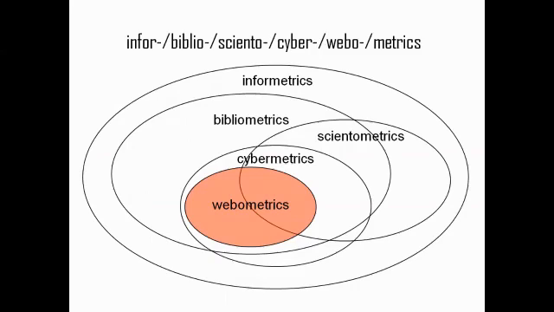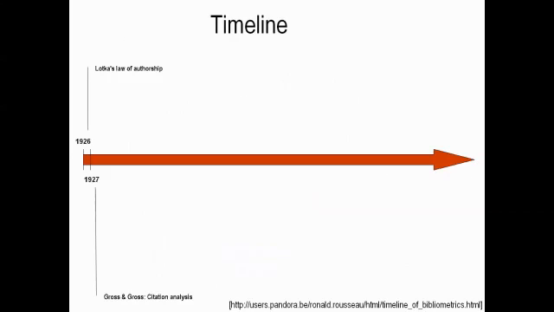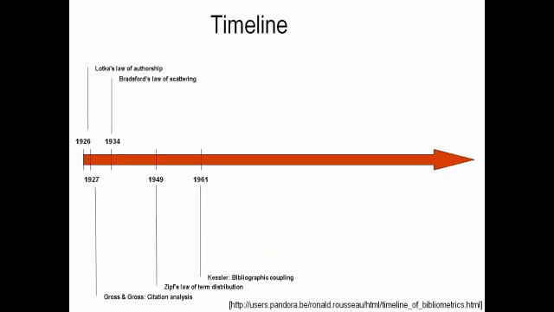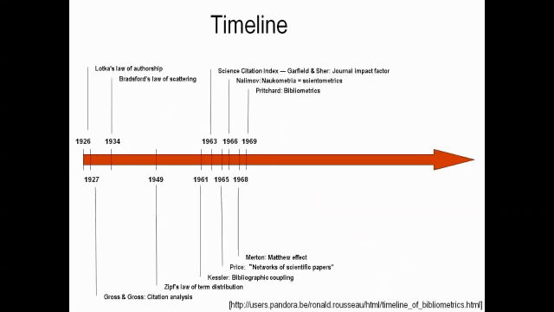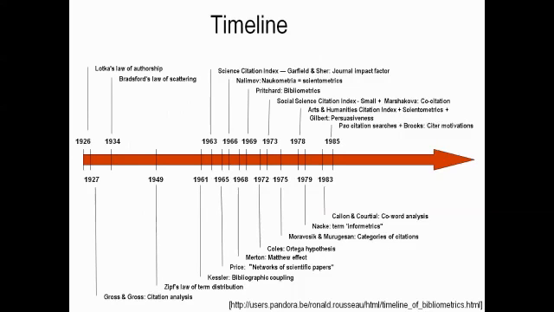And this is the overall overview about different kinds of metrics we perform in the field of library information science. Actually, if we talk about metrics, it starts from bibliometrics, and then bibliometrics, scientometrics, informetrics, cybermetrics, and webometrics. This is what this picture depicts. And this is the overall timeline of different kinds of metrics involved in the field of library information science.